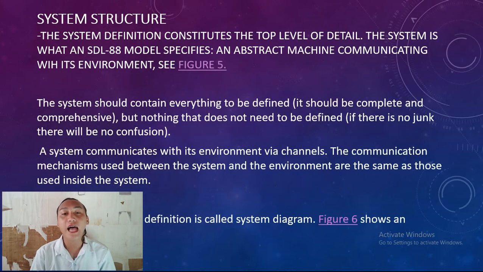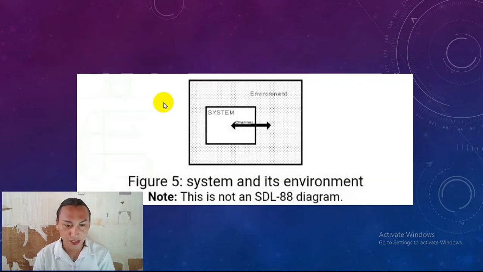Next, system structure. The system definition constitutes the top level of detail. The system is what an SDL-BB model specifies: an abstract machine communicating with its environment. Let's see the example, Figure 5, the system and its environment. Note, this is not an SDL-BB diagram. This is the diagram: the environment, then the system.